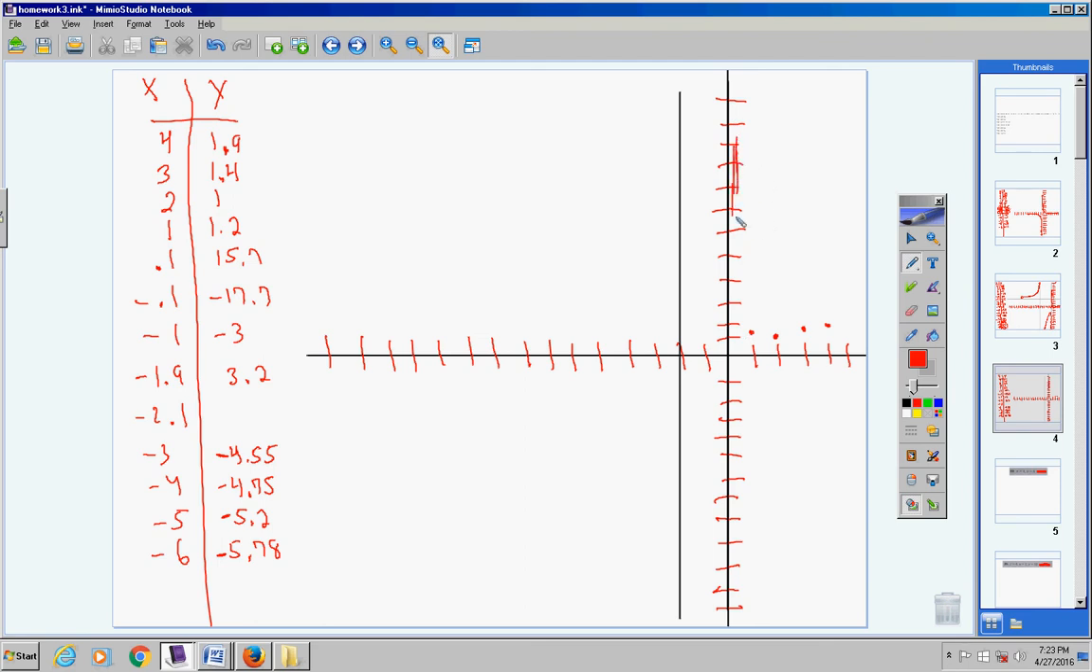So it's going to come down. It's going to hit here. It's going to come down. And then start to come back up again, like this. Alright. And there we go. Now, let's see what happens between these two asymptotes. We have negative 0.1 is way down here at negative 17. Negative 1 is at negative 3. And then negative 1.9 is 3.2. So it would be up here, about right here.